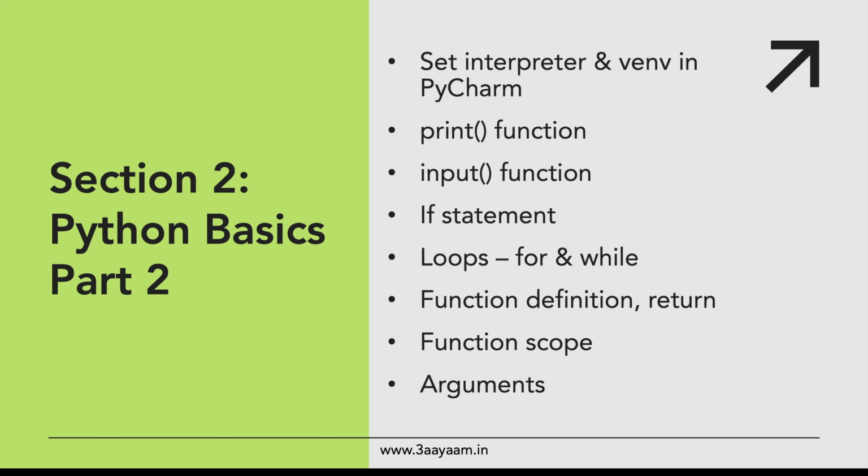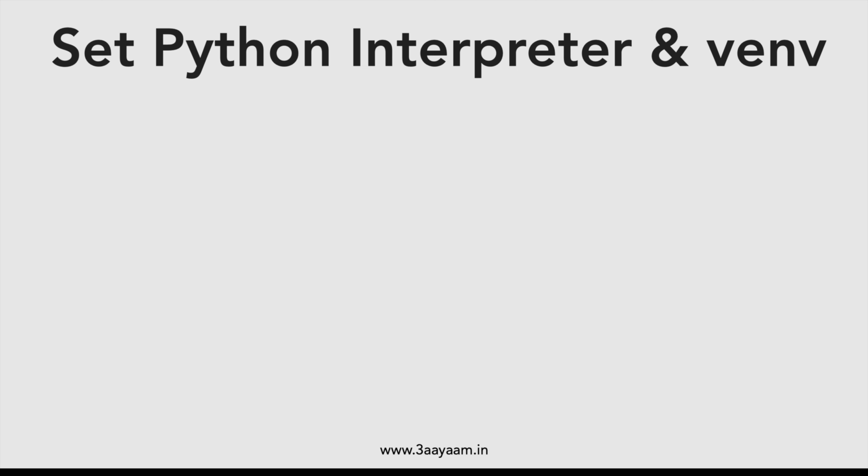After that, I'll go into control statements, wherein I'll talk about if statement, which is conditional statement, and loops like for loop and while loop, followed by function. And in function, I'm going to talk about function definition, what is a return keyword in function. Then I'll talk about function scope, and we'll conclude this particular section with function arguments. So let's start with setting up the Python interpreter and virtual environment.